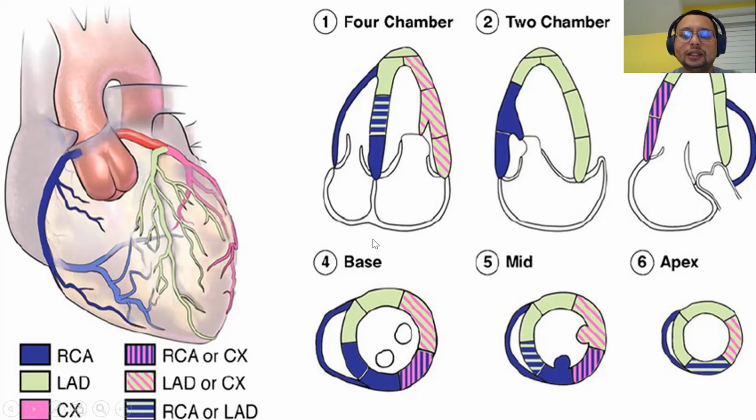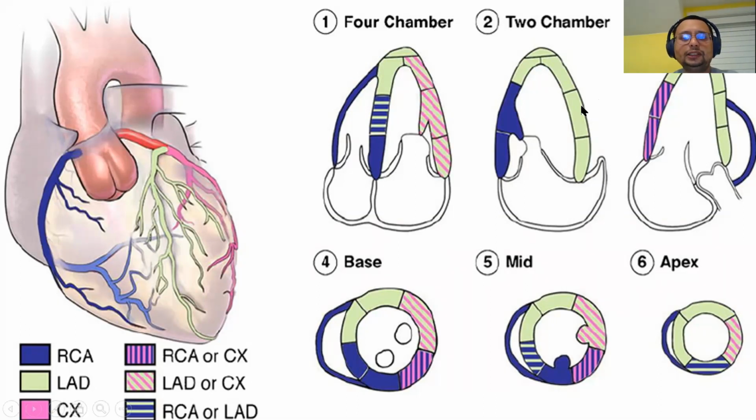I will give you an example. This is basal inferoseptal. This is mid inferoseptal. This is apical septal. What about this one at the bottom? This is basal anterolateral. This is mid anterolateral. This is apical lateral.